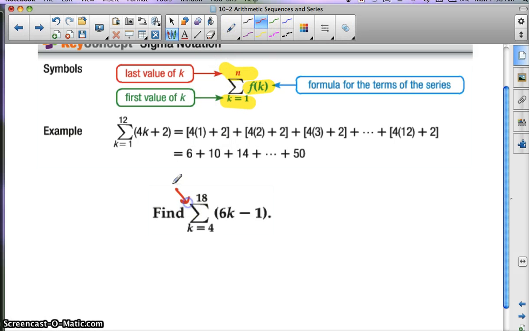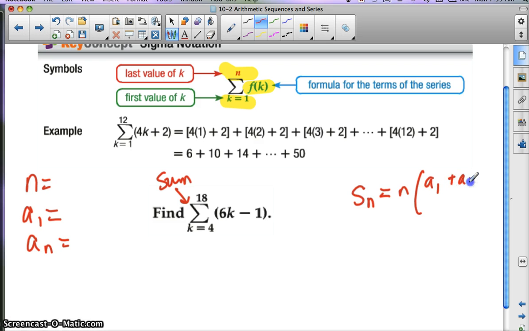Because this sigma means we want to find the sum of this series starting at 4 and ending at 18. So how many terms are there? We need to figure out what n is, what a sub 1 is, and what our last term is, in order to use our S sub n equals n times (a sub 1 plus a sub n) over 2.